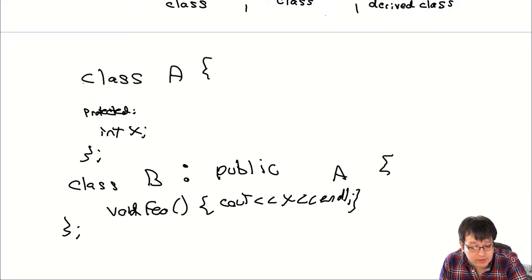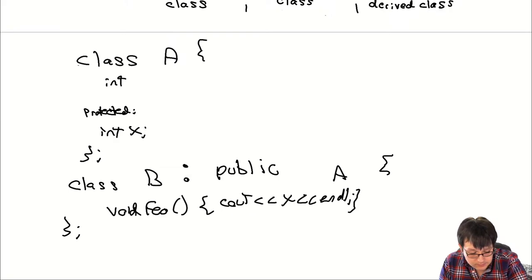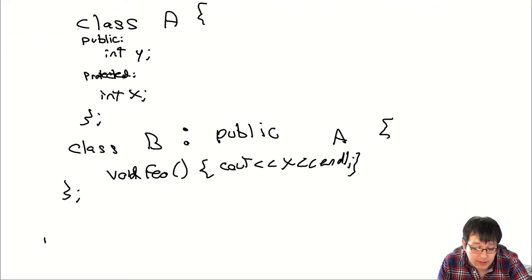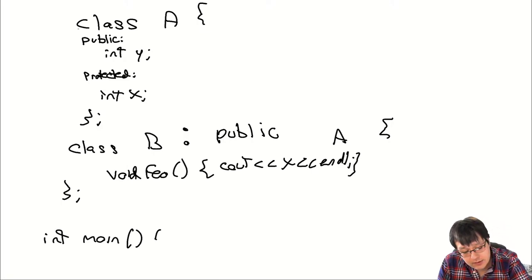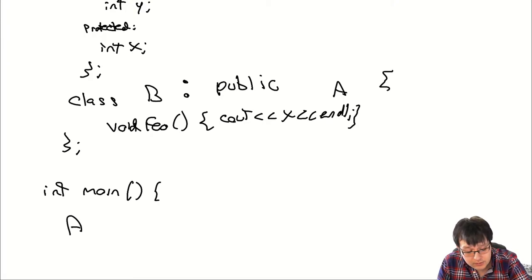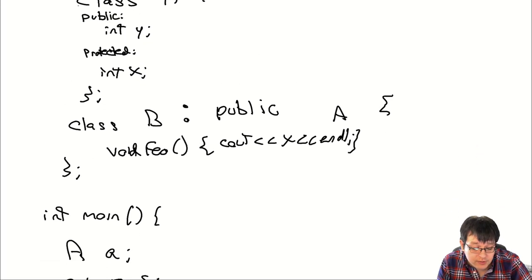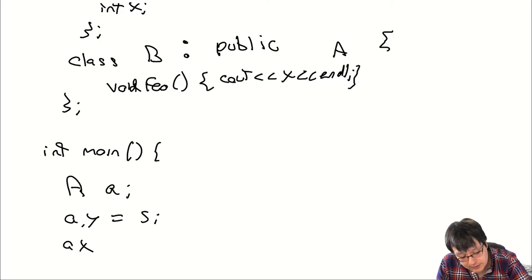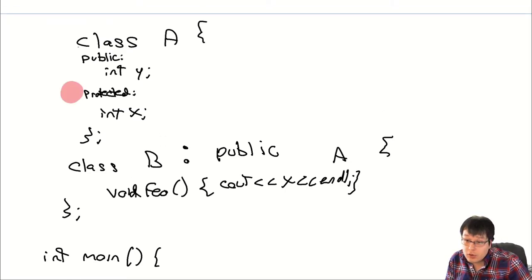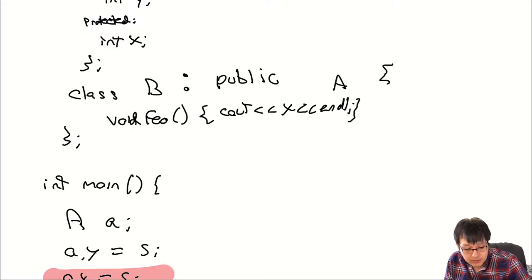Okay, to understand that difference, let's go ahead and add a public variable. Public. Okay, so now here's the difference. If I go ahead in main and I create an object of class A, let's call it just A, I can do A.y equals 5. I can do that because Y is an integer and it's a public variable. I cannot do A.x equals 5 because that's protected, or if it was private, neither of them I could do. So that's okay, we all understand that much.